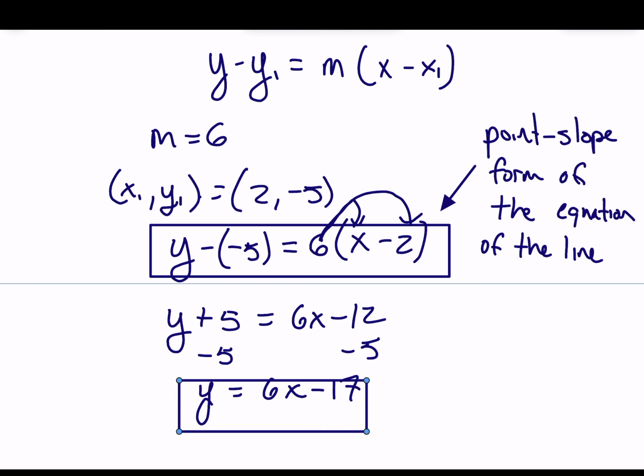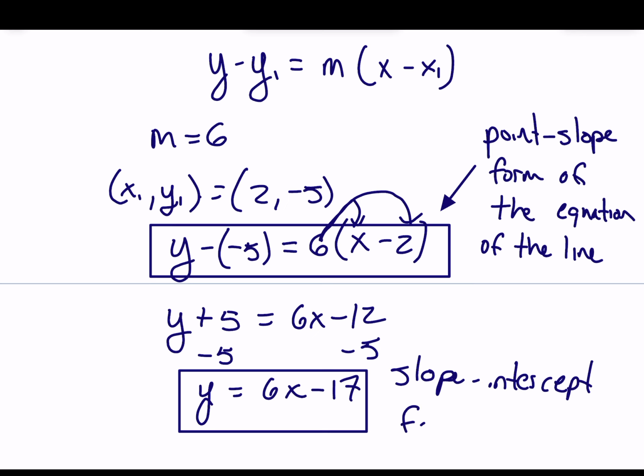So this is in y equals mx plus b form, so that is the slope-intercept form. And so now we can see from the slope-intercept form that our slope is still 6. That didn't change, and we shouldn't expect it to. And our y-intercept is negative 17. Let's try another example, but this time we'll only be given 2 points.